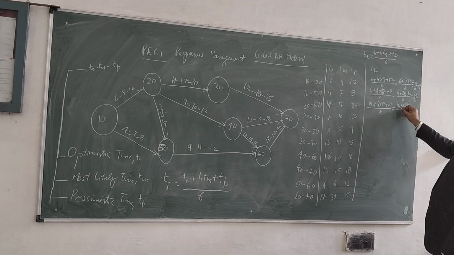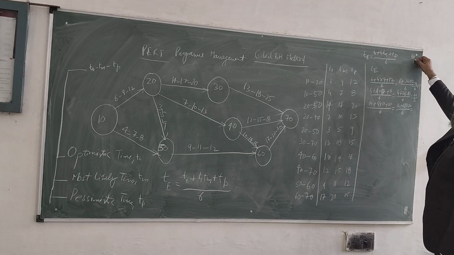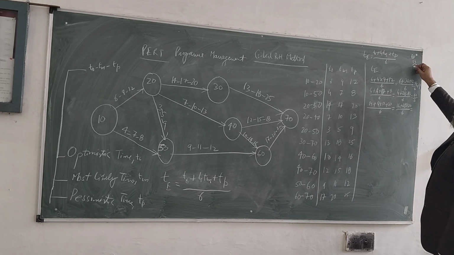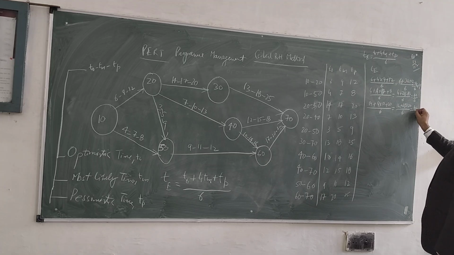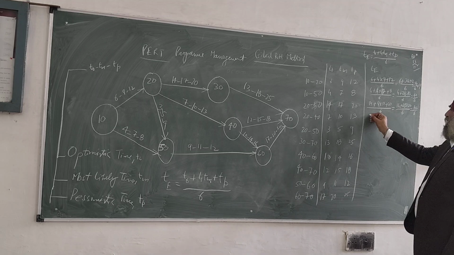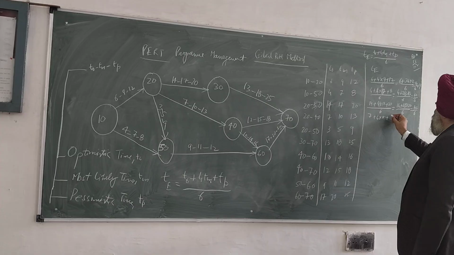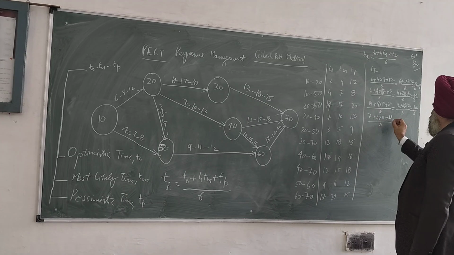Clear? So this is 88 plus 14, which becomes 102. 102 over 6. Whether it is visible, you can check it. Similarly, (7 plus 4 into 10 plus 13) over 6.